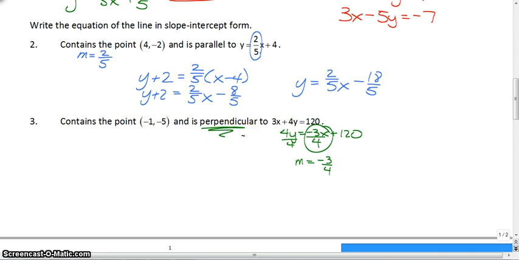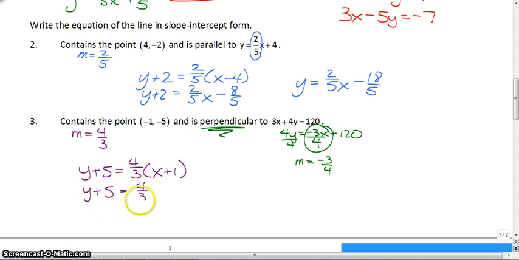perpendicular to -3/4 for this problem is going to be a positive 4/3. Remember, perpendicular slopes are opposite reciprocals. Again, what you want to do is write it in point slope form. y plus 5 is equal to a slope of 4/3 times x plus 1. Distribute your 4/3, so y plus 5 is equal to 4/3 x plus 4/3.